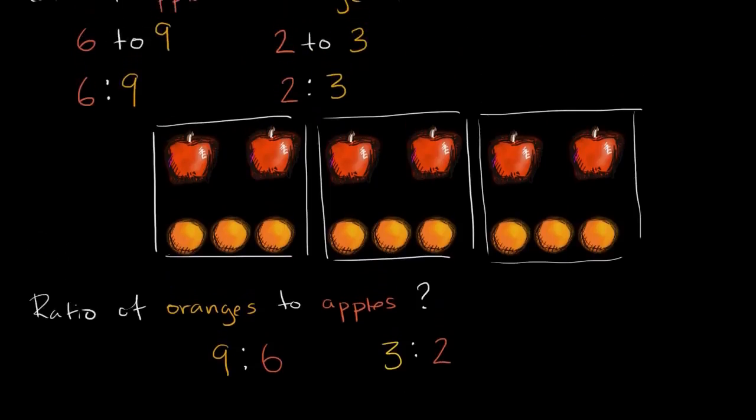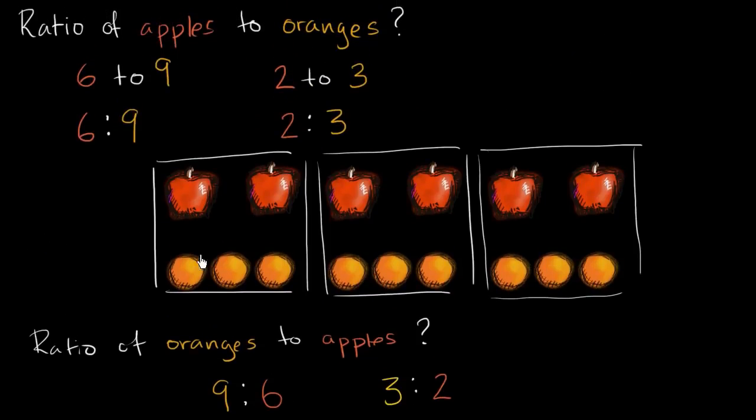So notice, this is just exactly what we had up here. When we had apples to oranges, it was 6 to 9, 6 apples for every 9 oranges. And now when it's oranges to apples, we say it's 9 to 6, 9 oranges for every 6 apples. Or we could say for every 3 oranges, we have exactly 2 apples.